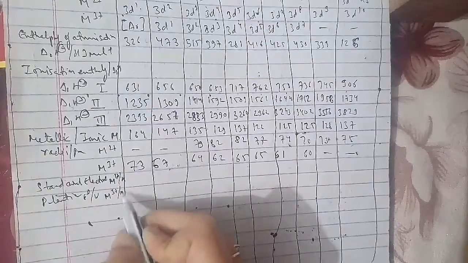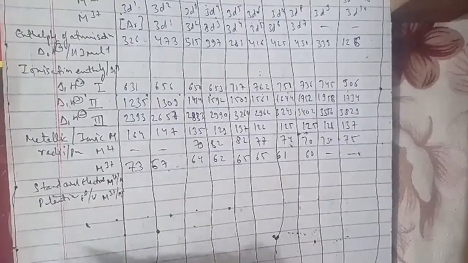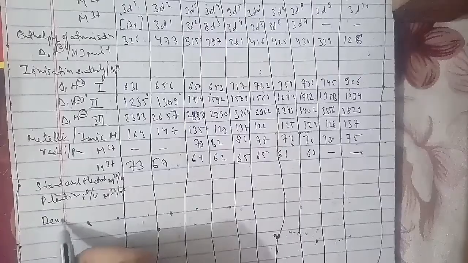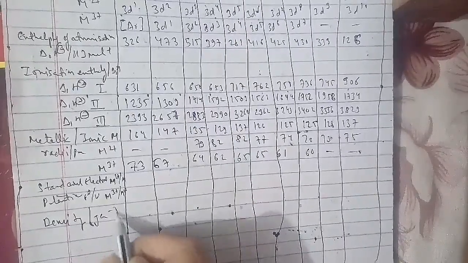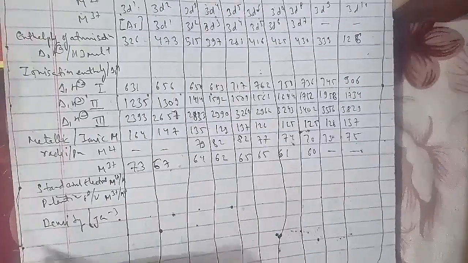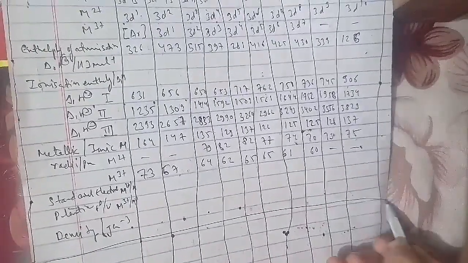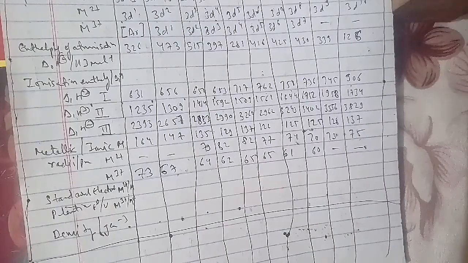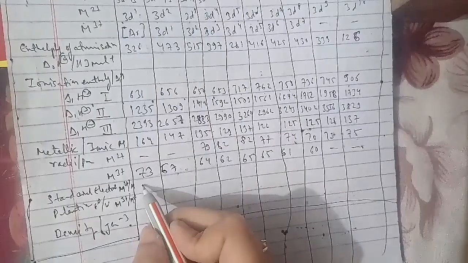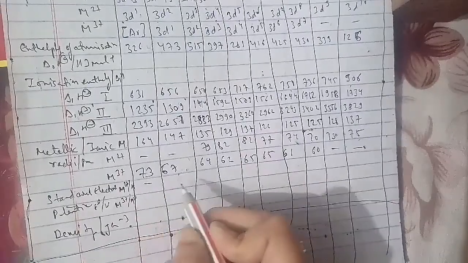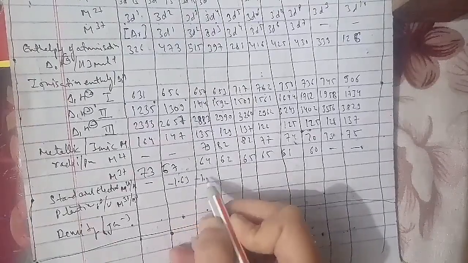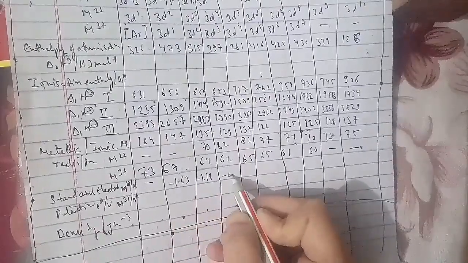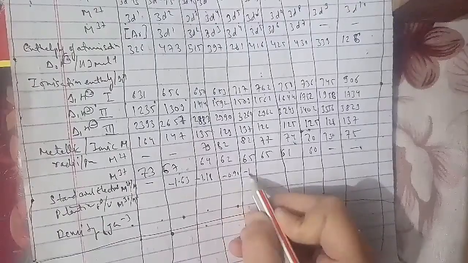So for the density, it is 3.43, 4.1, 6.07, 7.19, 7.21, 7.8, 8.7, 8.9, 8.9 again, and 7.1 here. Okay, that we have to talk about. So here we'll be ending it, and this table is ended as well.